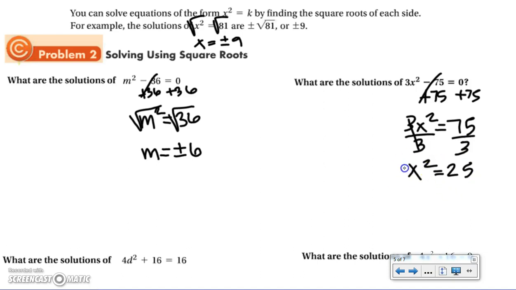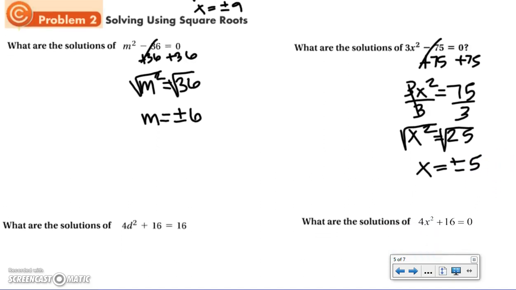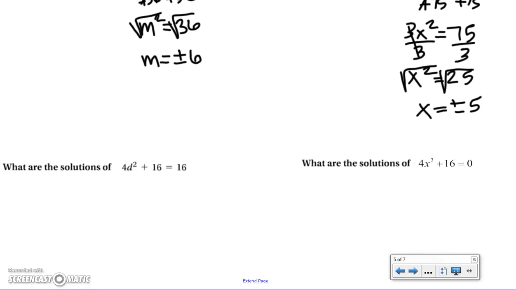And then now to undo my squared, I would square root both sides. So my solution here is plus or minus 5. Okay, once again, if I was going to graph this, it would cross the x-axis at positive 5 and at negative 5. Let's try a couple more.